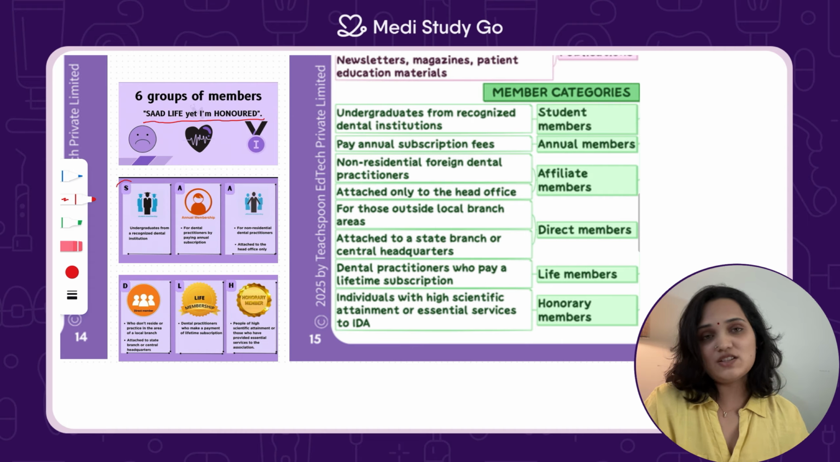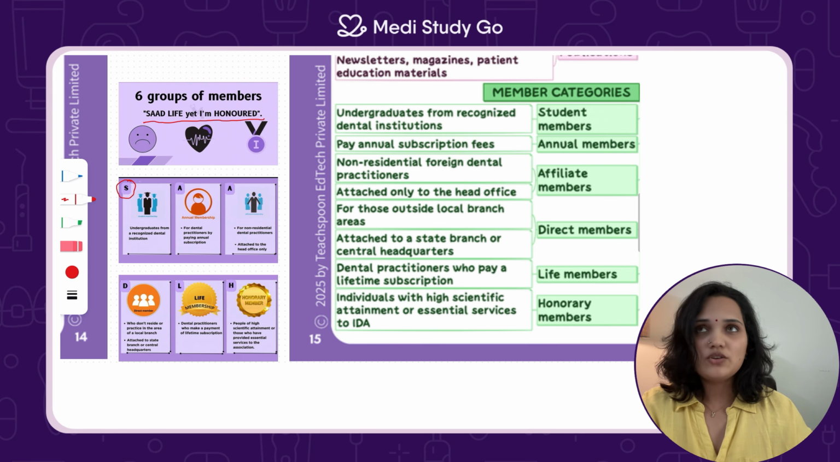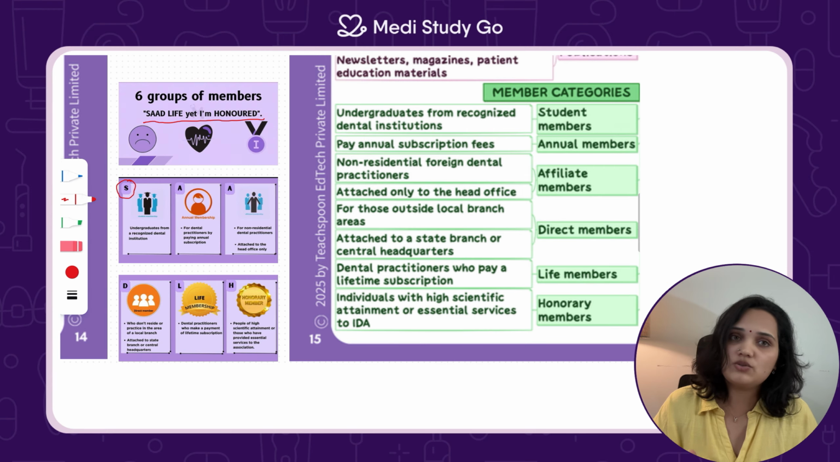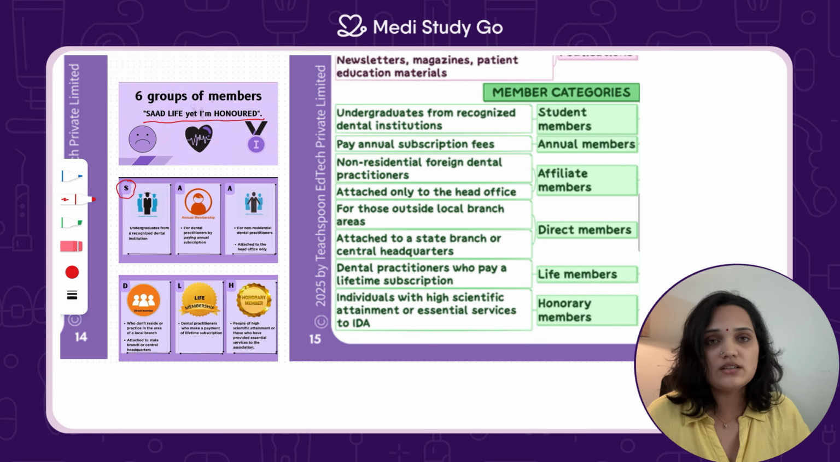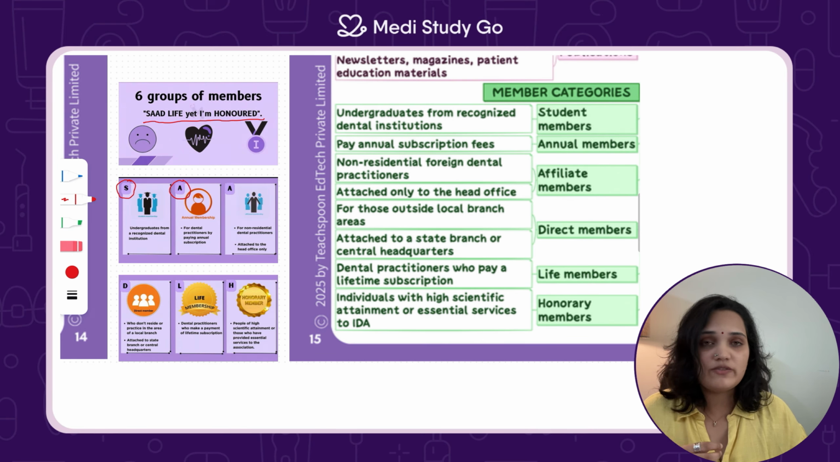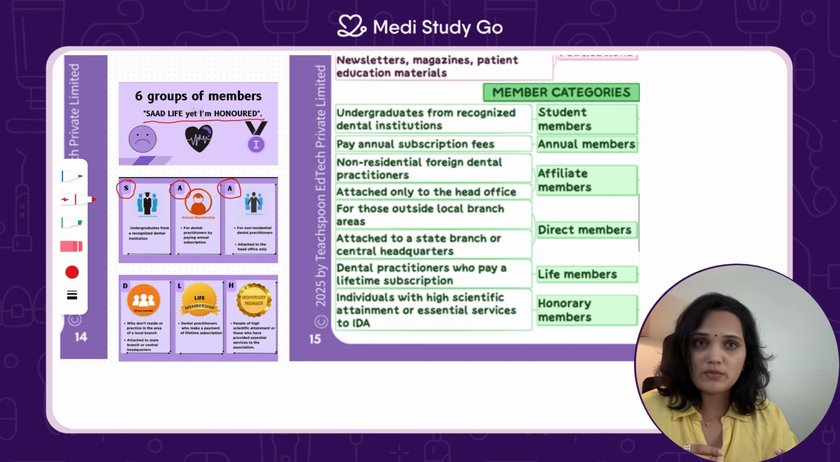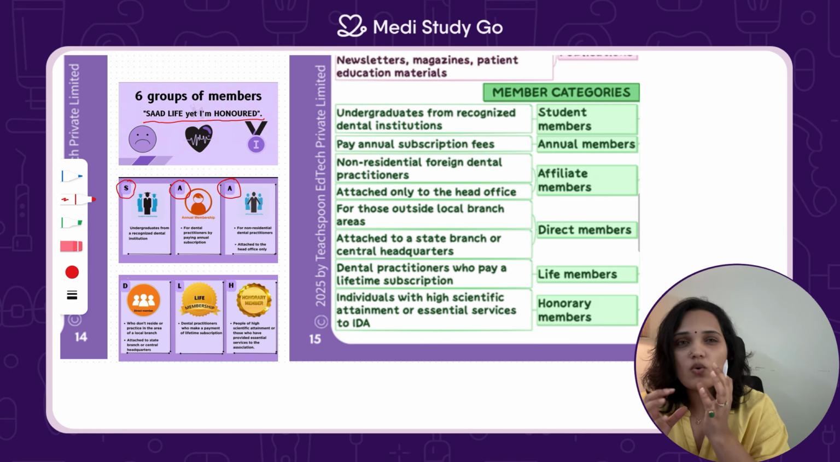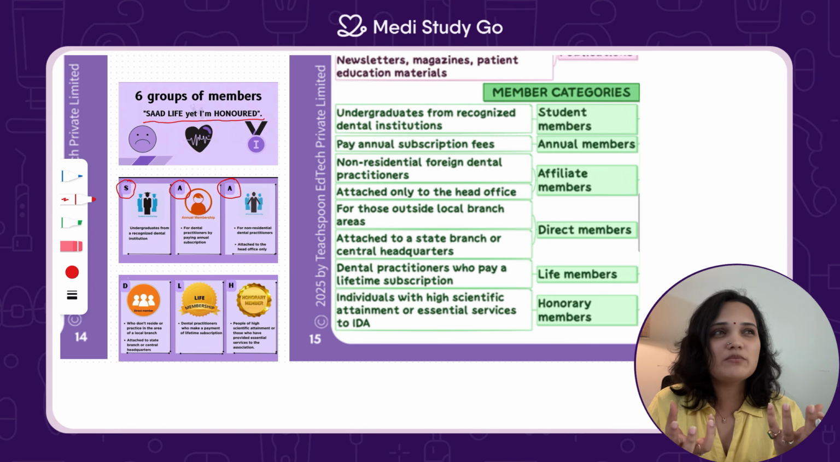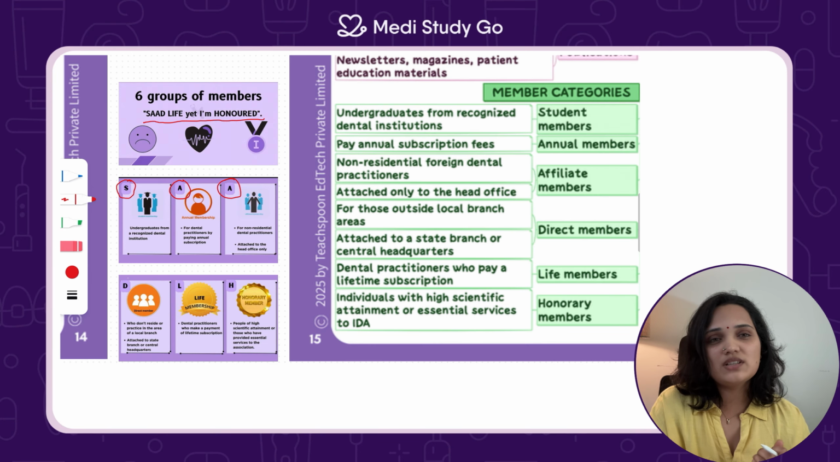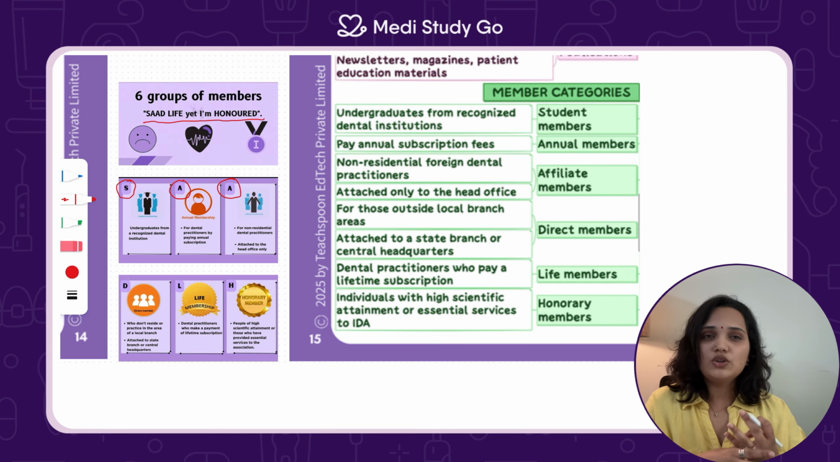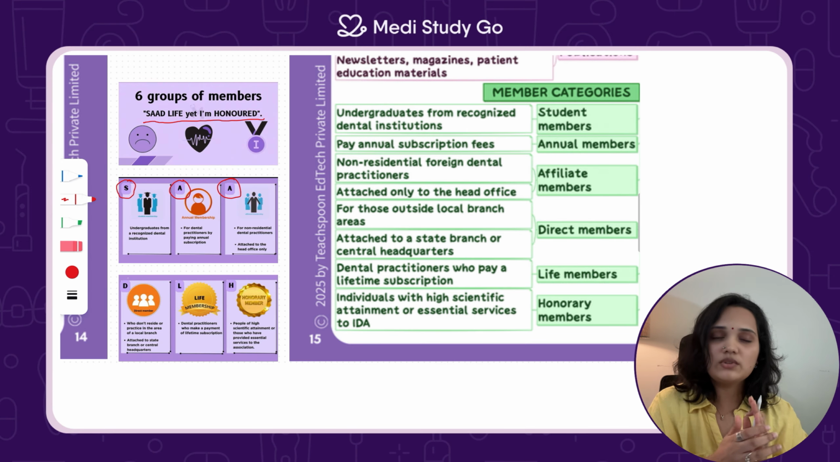So in this, the S will be student members. For this, the undergraduates from any recognized dental institution can apply. Then the A will stand for annual members, for practitioners who pay any annual subscriptions. The next A is affiliate members, for non-residential practitioners, and this is attached only to the head office. Basically, affiliate means associated with. So these are dentists who don't live here and don't practice here, but they're associated with the practice.